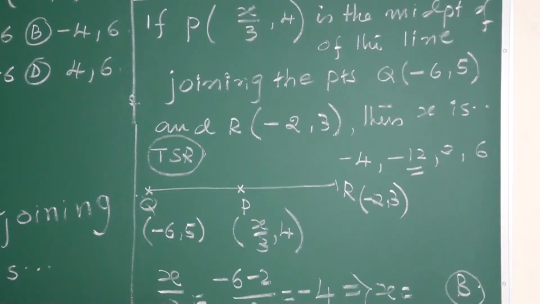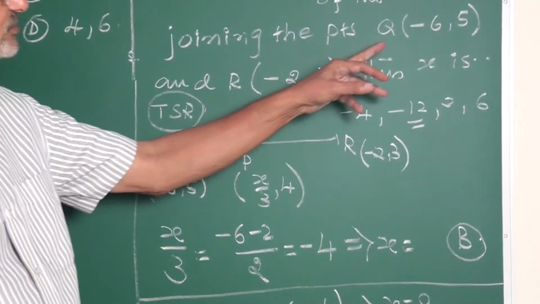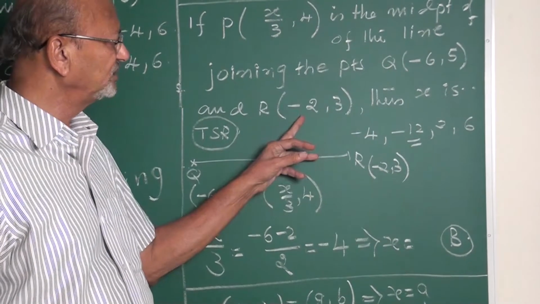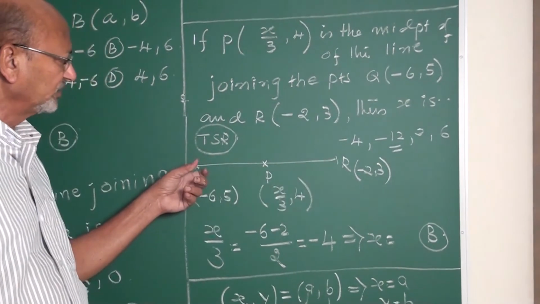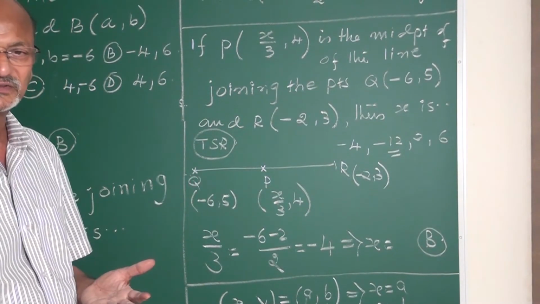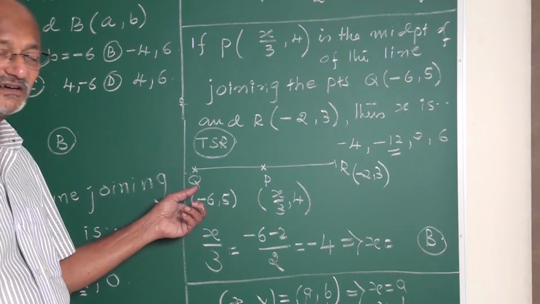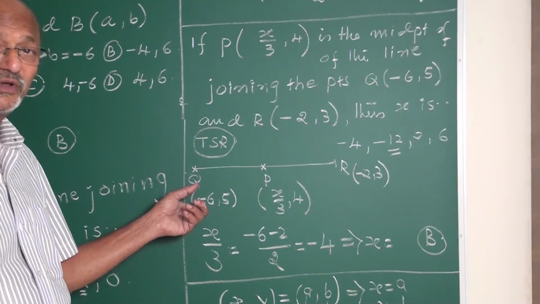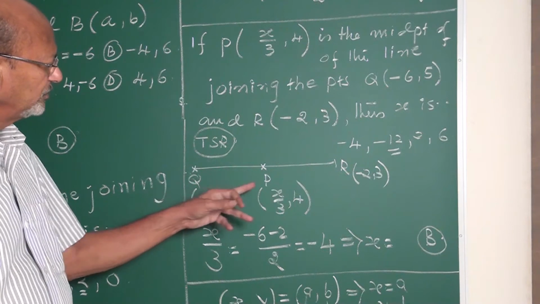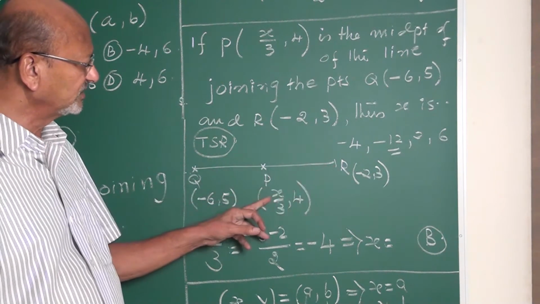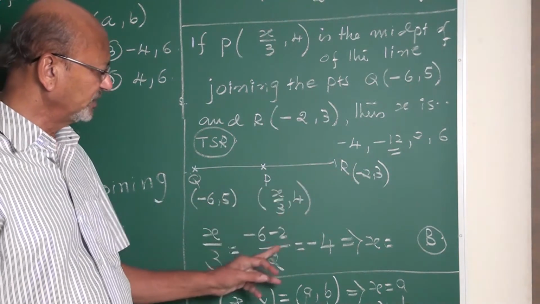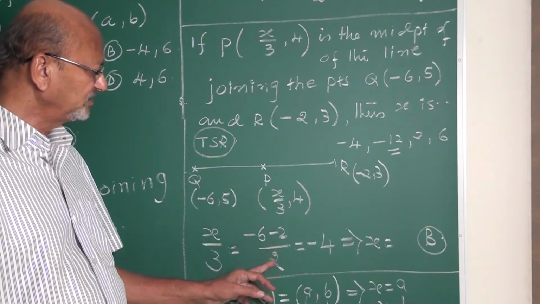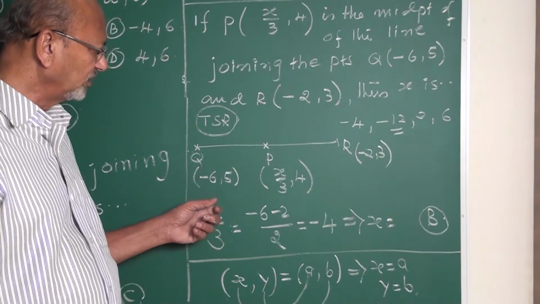X coordinate of the midpoint equals the sum of the x coordinates of the ends, minus 6 minus 2, upon 2. You can write it directly without this figure. If you want reference, draw it. That doesn't take much time. You must be quick also. P is the midpoint of QR, then the value of x: x by 3 equals the sum of x coordinates divided by 2. Minus 8 by 2 is minus 4.